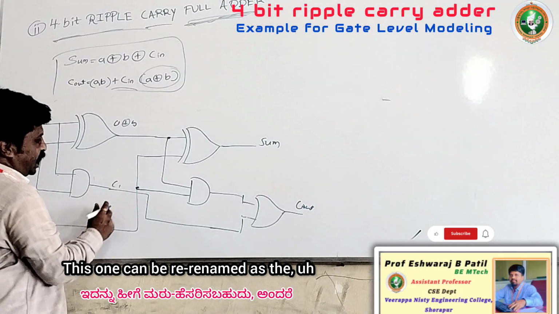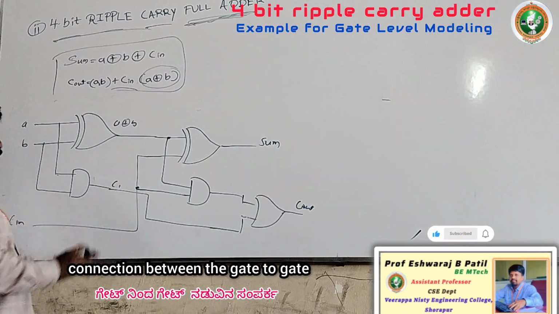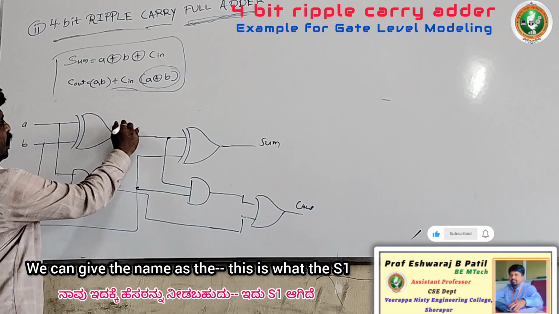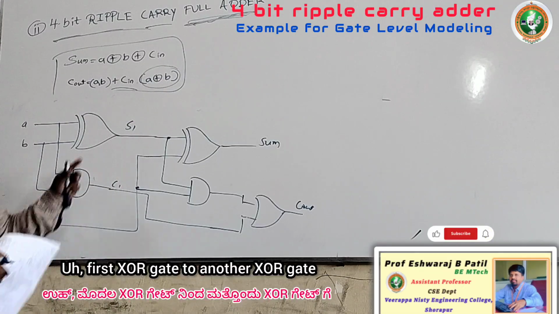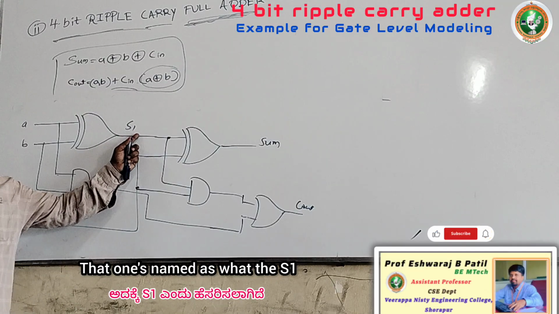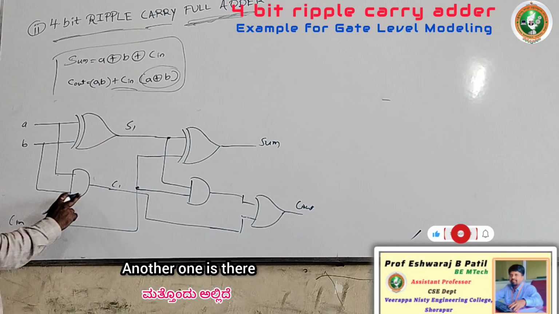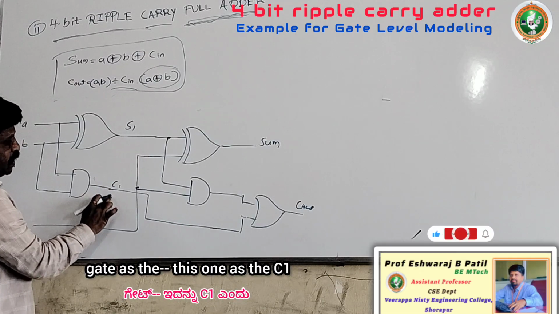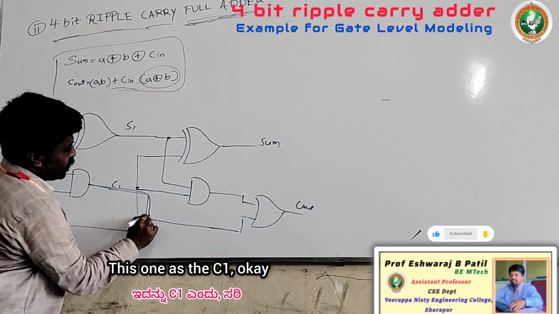This one can be renamed as the connection from gate to gate. We can give the name S1. From the first XOR gate to another XOR gate, this is called a wire, named S1. Another connection from one gate to another gate, this one as the C1.